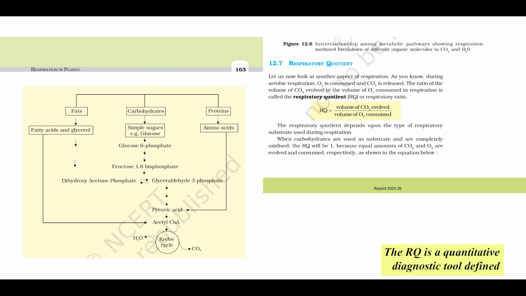The RQ is a quantitative diagnostic tool defined as the ratio of the volume of carbon dioxide, CO2, evolved to the volume of oxygen, O2, consumed during respiration. So the formula is RQ equals volume of CO2 evolved over volume of O2 consumed. It's a valuable indicator because it provides crucial insights into the type of respiratory substrate that is being predominantly used by an organism. It's like taking a metabolic fingerprint.